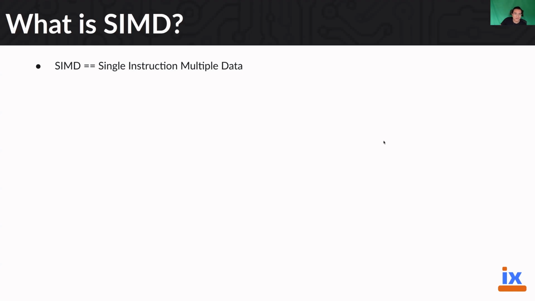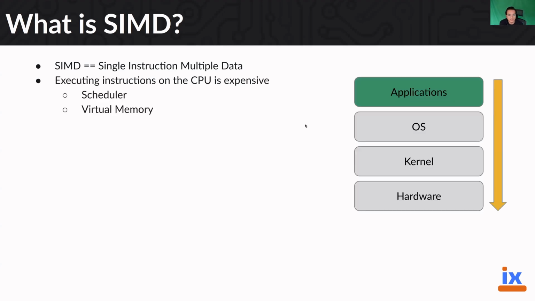So first, what is SIMD? SIMD equals single instruction multiple data. And that's okay, that's a lot of terms. So what is the point of this? The reason SIMD exists is because executing instructions on a CPU is expensive.